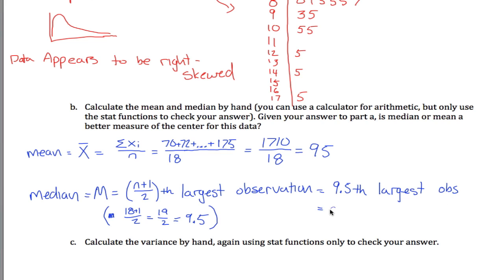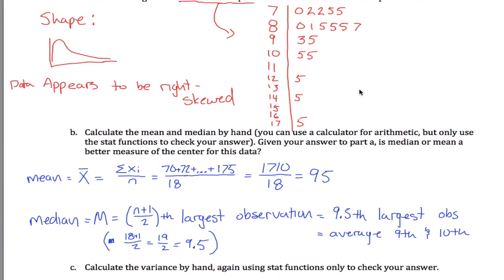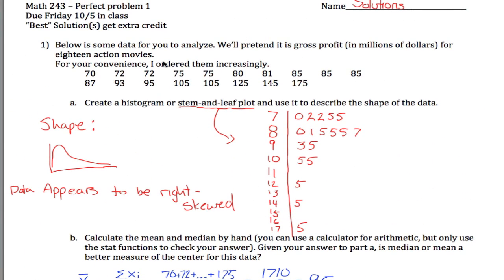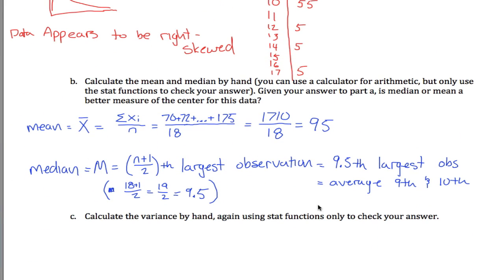What that means is average your 9th and 10th. Then we can figure out what our 9th and 10th are. There's 10 in each row, so this is 9, this is 10. What we get is the average of 85 and 85, which is just 85. If you want to write it all out, it would look something like that. And so my mean is 95, my median is 85.